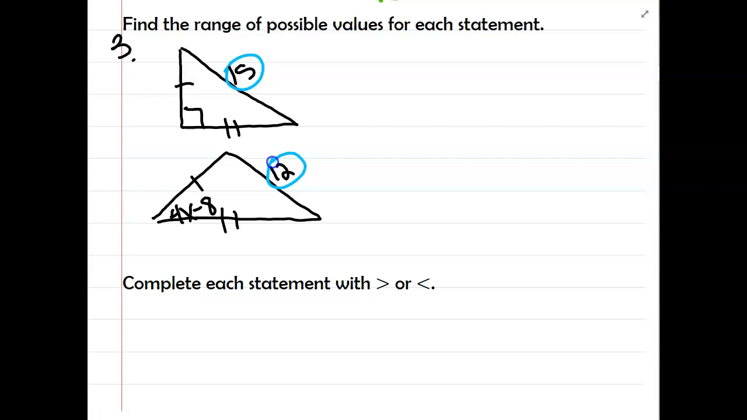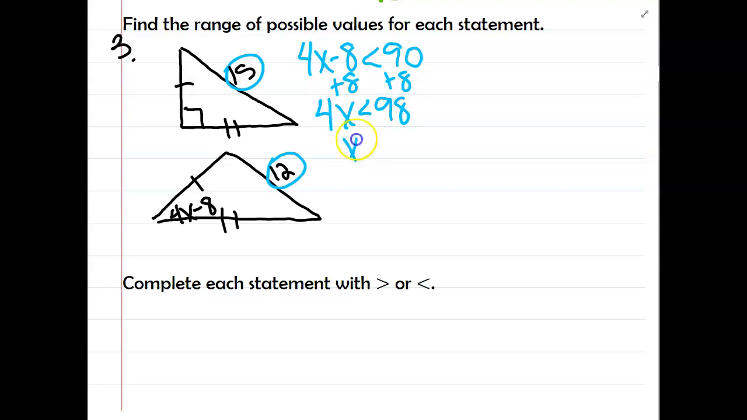So if I want to find what x is, I could say, okay, 4x minus 8 is, how would you relate it to 90? It's smaller, right? Less than, because 12 is less than 15. So 4x minus 8 is less than 90. We will add 8 to both sides. We have 4x is less than 98. Divide by 4, and it gives me x is less than 24.5.